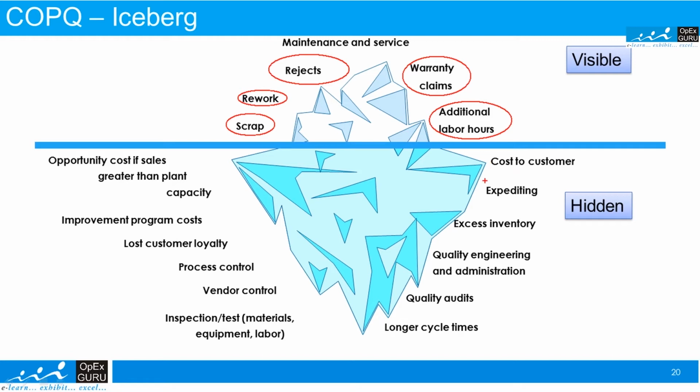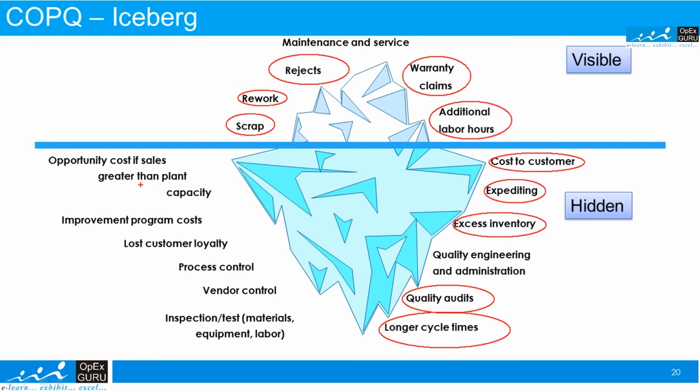What we don't see, or what is hidden, is, for example, the cost that is incurred by our customer, the cost incurred due to expediting, the extra inventory that you have to keep, additional quality audits that you have to perform, longer cycle times, a capacity which is more than the required capacity, and also the cost of customer loyalty and other costs. So the hidden portion is more than the visible portion. That is why it is very important that we focus on reducing cost of poor quality as a strategy in the organization to remain competitive.